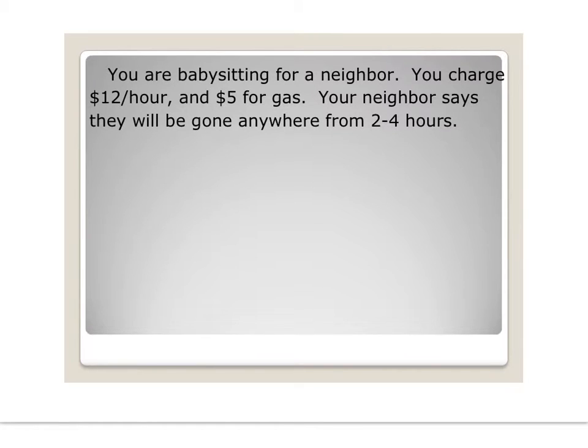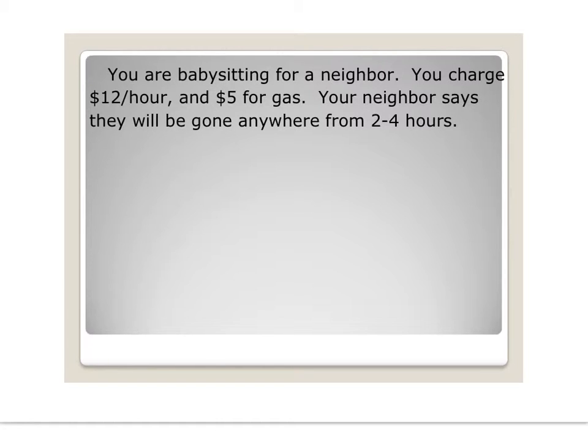All right, let's take a look at now like a real world situation where you might be doing something with a function table. And this one I probably should have put in here to write a function table, because that's what we're doing with this one. It says you're babysitting for a neighbor. You charge $12 per hour and $5 for gas. Your neighbor says they will be gone anywhere from 2 to 4 hours. So we're going to make a function table to figure out how much I would get paid if they were gone for 2 hours, 3 hours, and 4 hours.